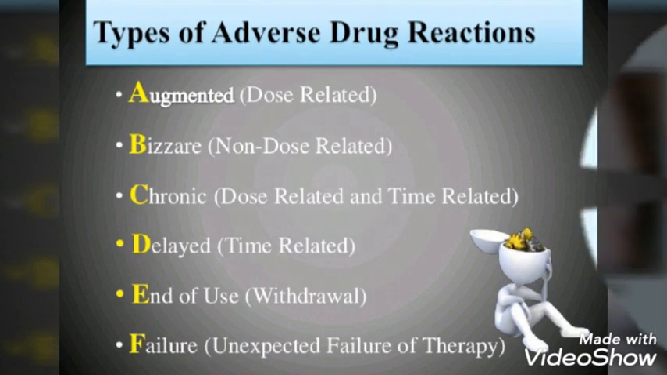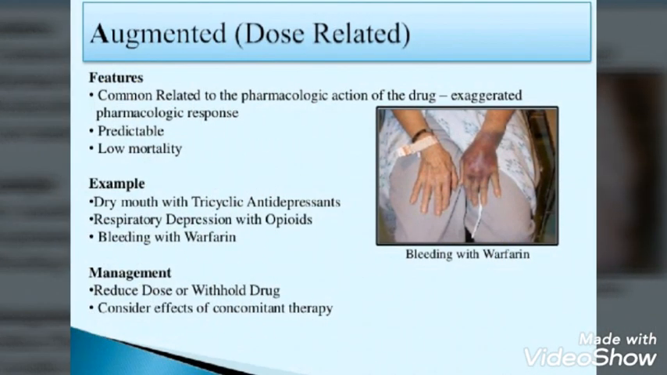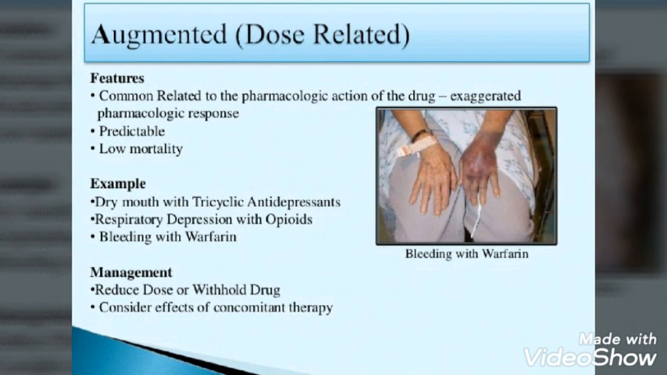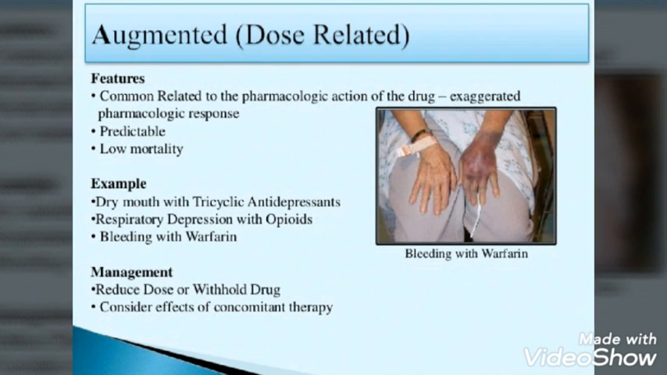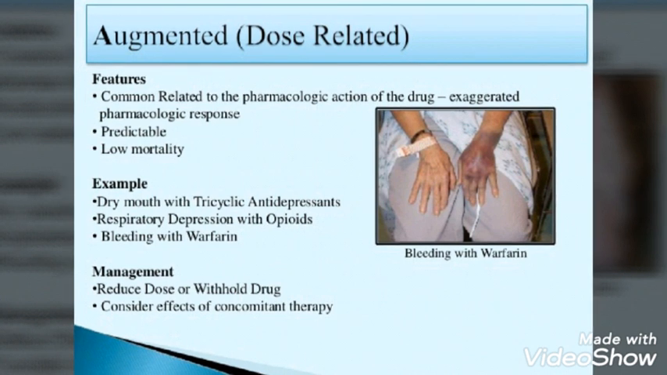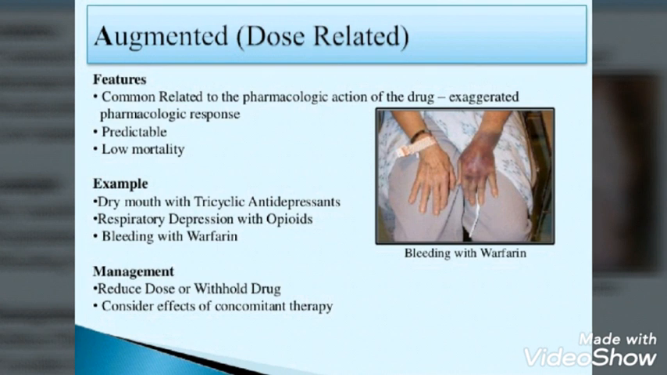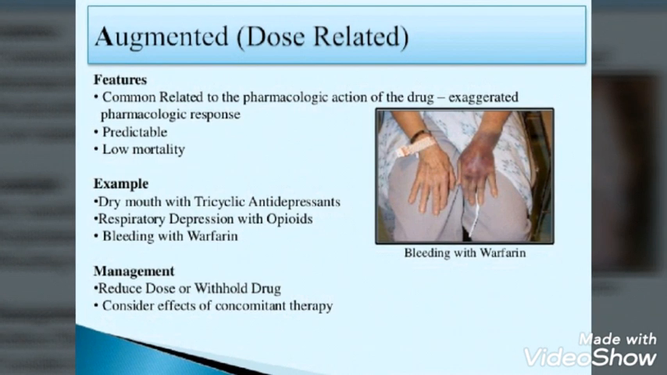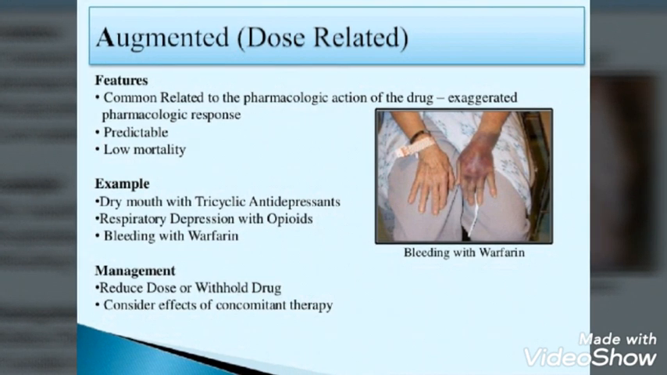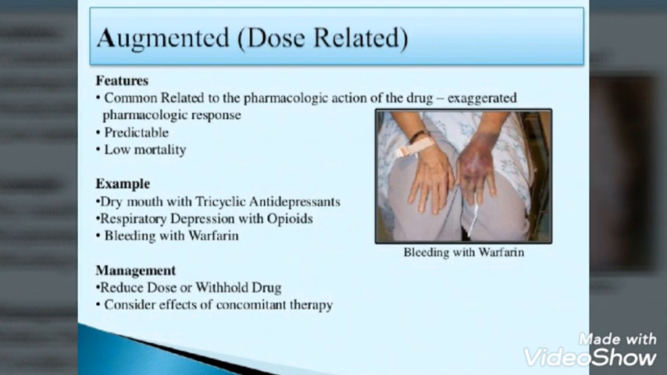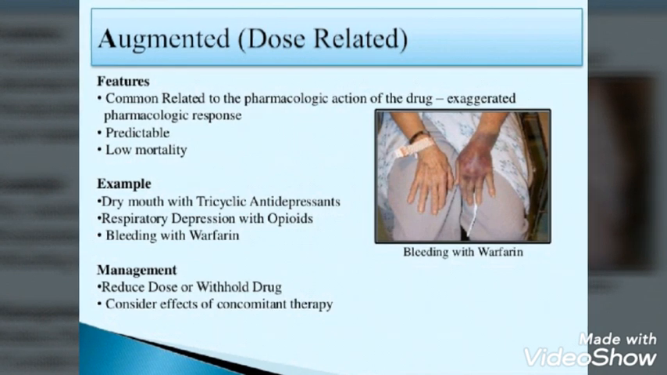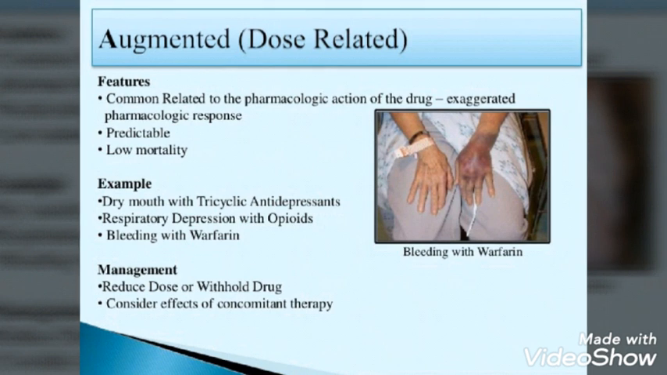Now let's see what is type A, that is augmented. Augmented is related to dose, that is whenever the medicine is taken in high dose, it has chances of having adverse effect on the body. Let's see the features. Commonly related to the pharmacologic action of the drug, exaggerated pharmacologic response. So whenever these drugs have high dose in the body, it can have adverse effect. Then predictable, low mortality. It is predictable, that means you can predict that it can have adverse reaction on the body. Examples are dry mouth with tricyclic antidepressants, respiratory depression with opioids, bleeding with warfarin.